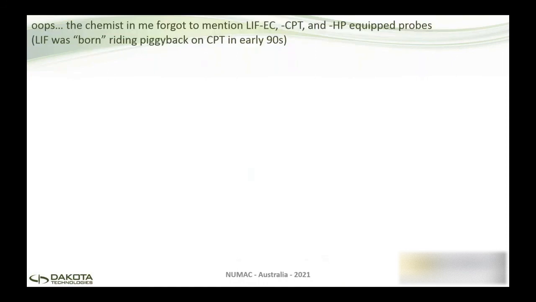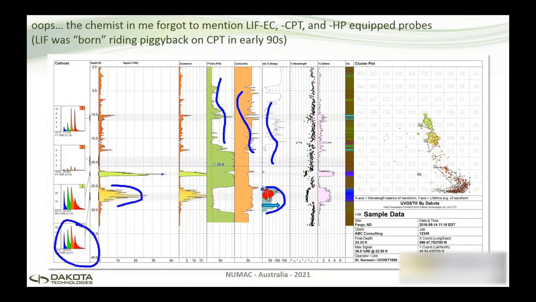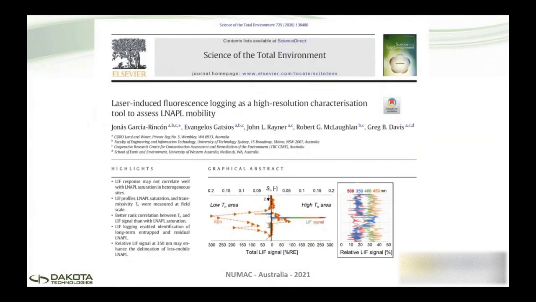Now we actually have EC, CPT, HP, and we can work with Numac to set them up with those technologies. But we're basically logging everything at once nowadays. And you can see, as a matter of fact, in this high K zone, that's where we've got our weathered gasoline. Whereas up in this tighter zone, that's where the more intact gasoline is, and Jonas has seen some of that in his research. He can fill you in on that.